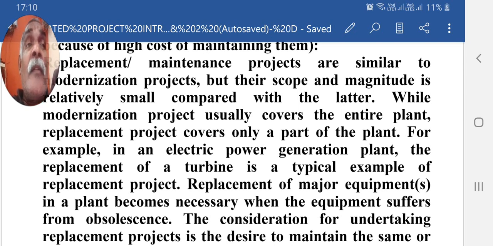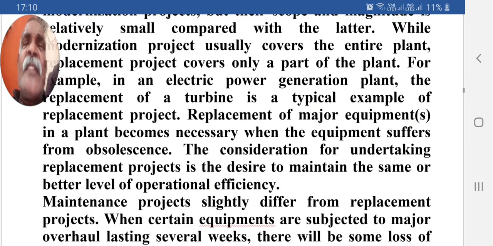A modernization project considers the whole plant, but the replacement project covers only part of the plant. For example, in an electric power generation plant, the replacement of a turbine is a typical example of a replacement project. So replacement of major equipments in a plant becomes necessary when the equipment suffers from obsolescence. So the consideration for undertaking a replacement project is the desire to maintain the same or better level of operational efficiency.